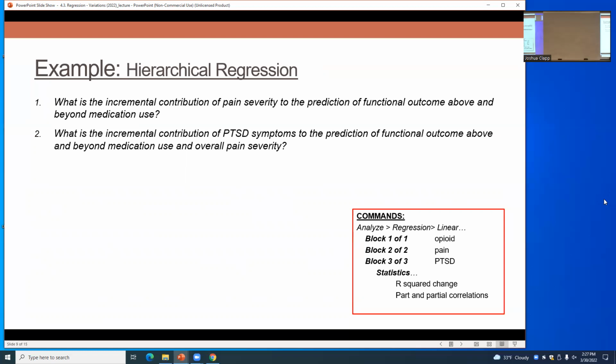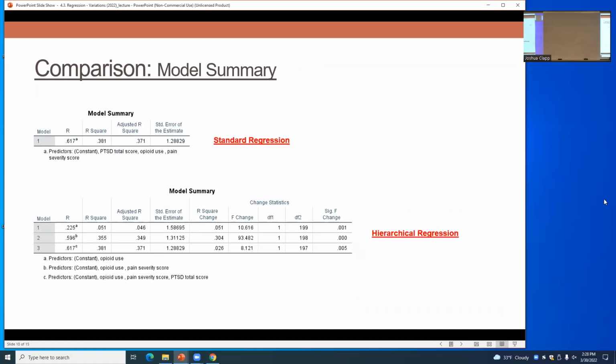In SPSS, we go to Analyze, Regression, Linear. In block 1, we drop in opiate use. In block 2, we drop in pain. In block 3, we drop in PTSD. Then if you go to Statistics, you ask for R squared change and part and partial correlations. This is all outlined in the handout that you have, so it's pretty simple to walk through in SPSS.